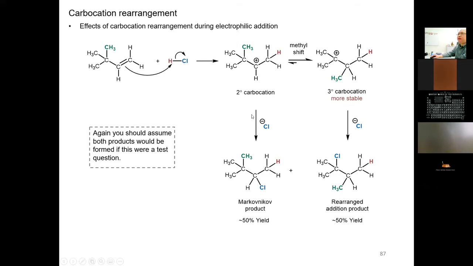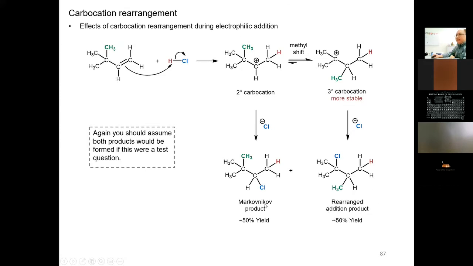If it recombines with chloride at this stage, you will have the Markovnikov product. But if the methyl migrates, the carbocation is generated at the more stable position, which is a tertiary carbocation. And the recombination of chloride at this stage will give this rearranged addition product.